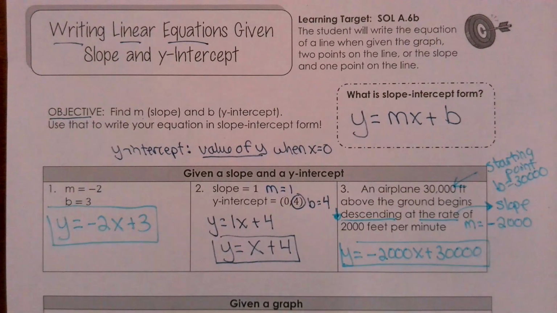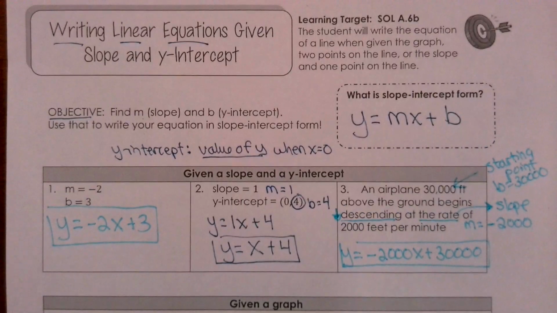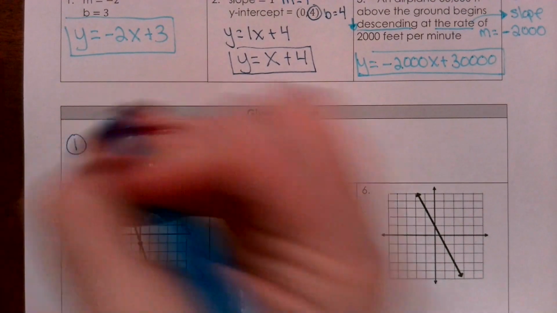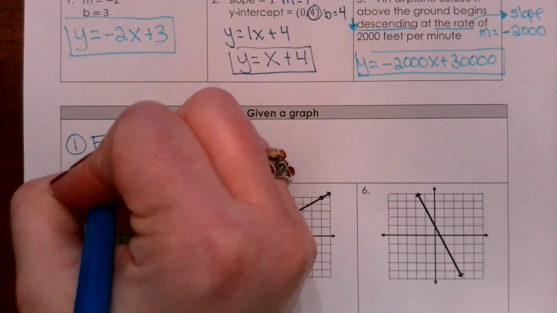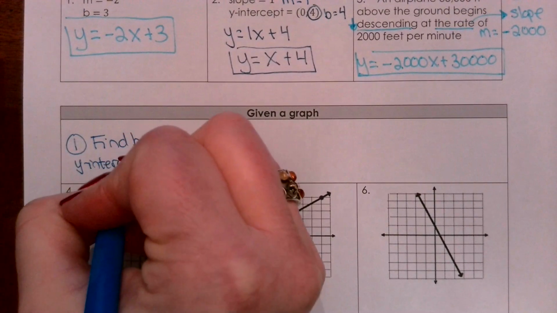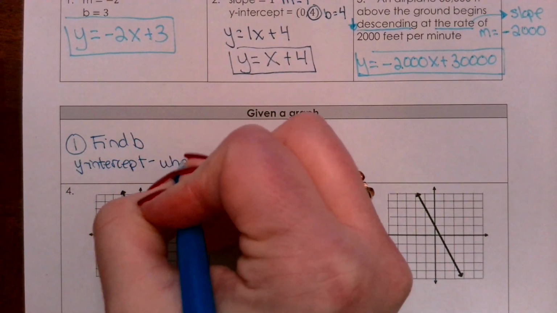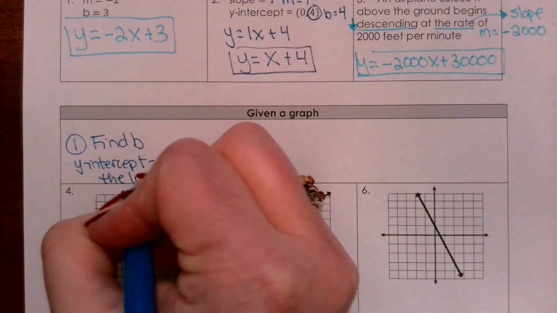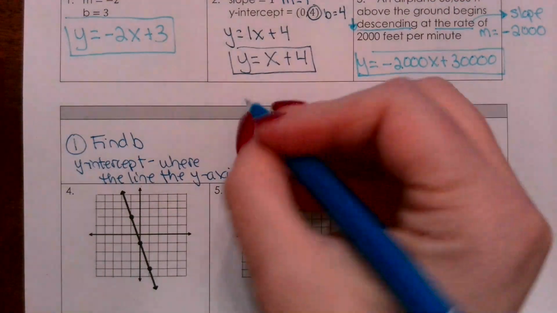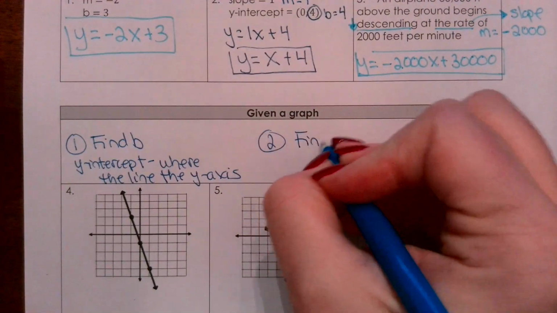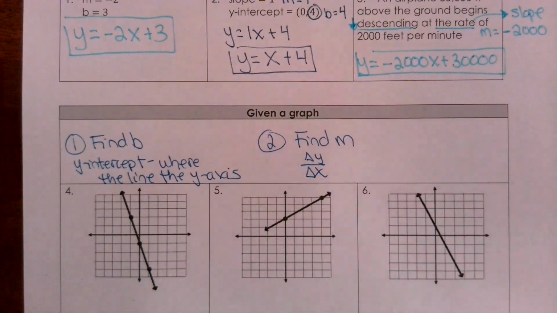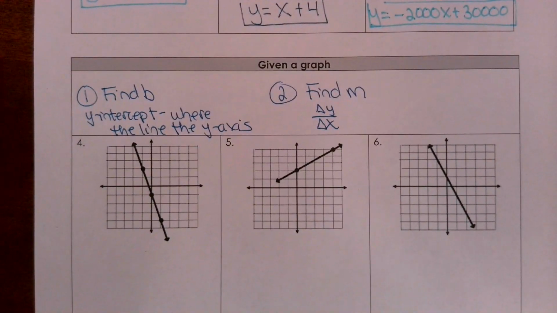Alrighty. We may be given a graph and have to write a linear equation. So let's say I'm given a graph. What do I do? Well, my first step, I like to find b, which of course is the y-intercept, which is where the line crosses the y-axis. I then want to find the slope, find m. And that, of course, is the change in y over the change in x. So let's do these examples.